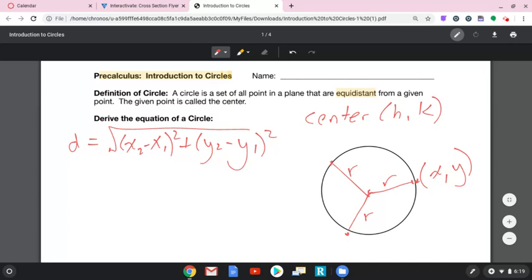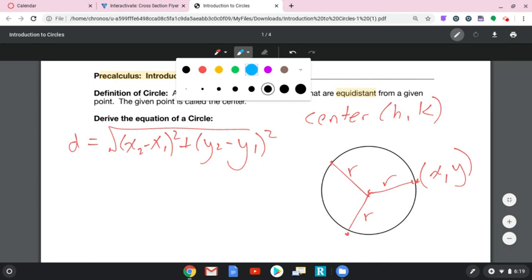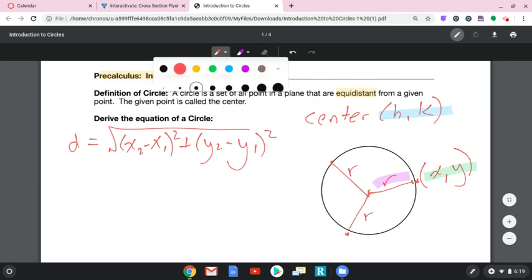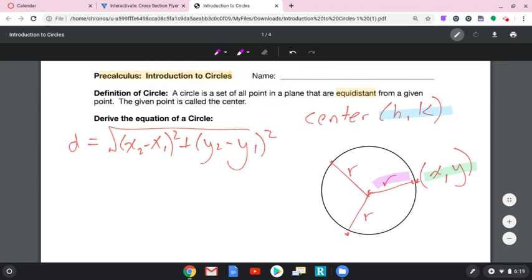Well, we just said the center was (h, k), and any point on our circle is going to be (x, y). And the distance is represented by that radius. So let's plug in our values. I can say r, because the distance of the circle that stays constant is the radius, is equivalent to the square root.